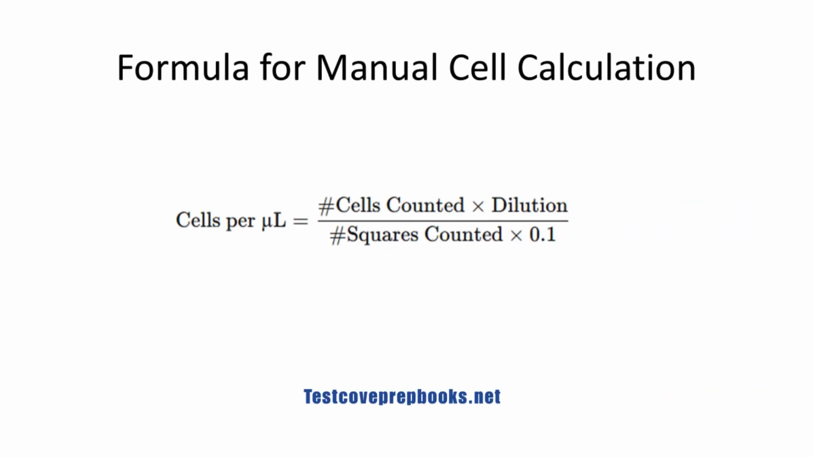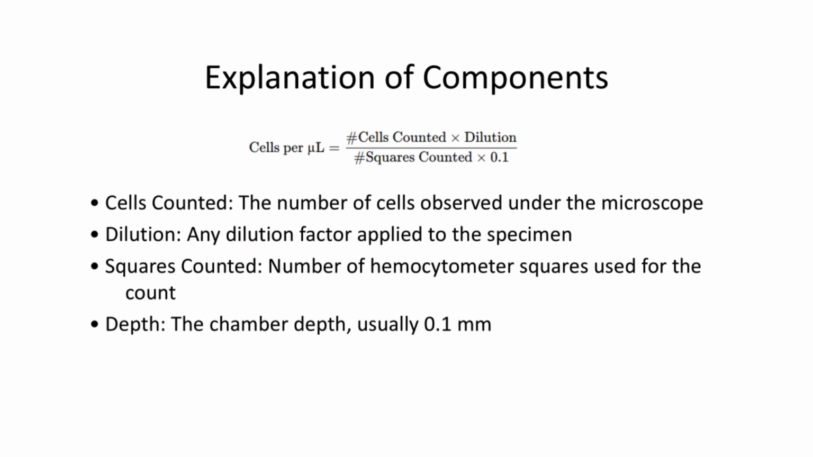The formula for manual cell calculation is the number of cells counted multiplied by the dilution, divided by the number of squares counted multiplied by the depth of the chamber, which is usually 0.1 millimeter. The term cells counted refers to the number of cells observed under the microscope. Dilution is the factor applied if the specimen was diluted before counting. Squares counted refers to the number of hemocytometer squares used for the measurement. Depth is the chamber depth, which is standard at 0.1 millimeter.